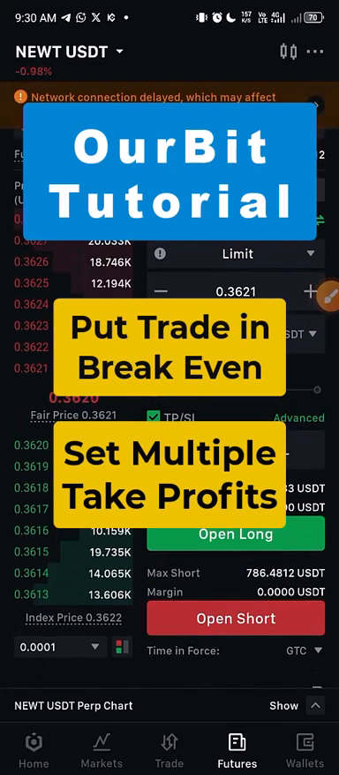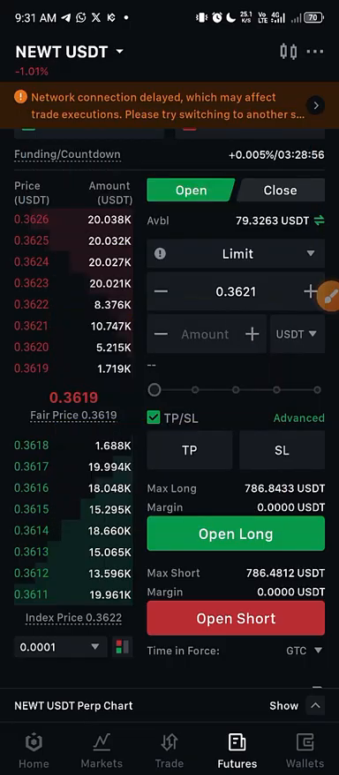So in this video, I want to quickly show you how you can set your running trade that is in progress in Breakeven, how to put your trade in Breakeven, and also how to set multiple TPs on your trade. So those are the two things I quickly want to show you, and I want to do that using Ourbit.